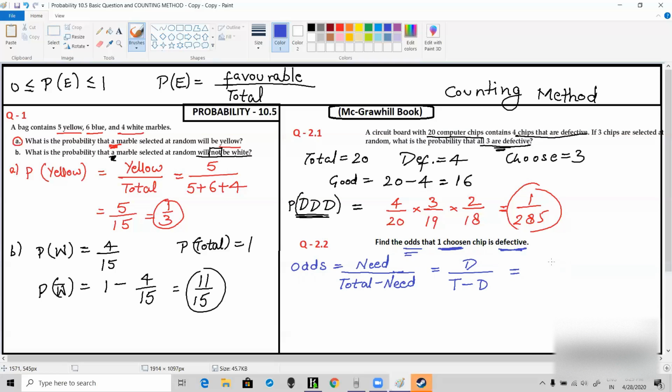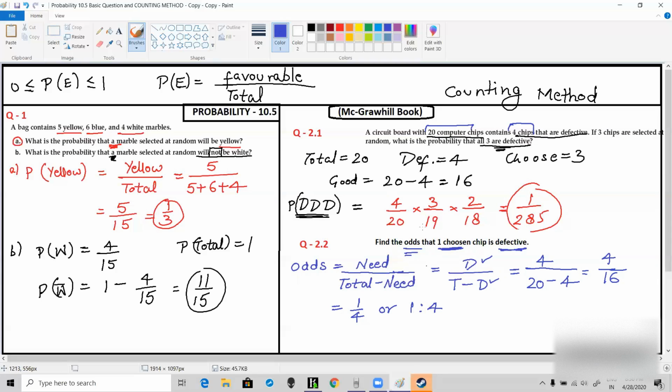Now, how many are defective chips? In the question, if you will see, there are 4 chips which are defective. So 4 divided by, this is 4, you see, D. Total is already given in the question, 20. When you solve it, you will get 4 by 16. So the answer will be 1 by 4. Or you can also write it as 1:4.